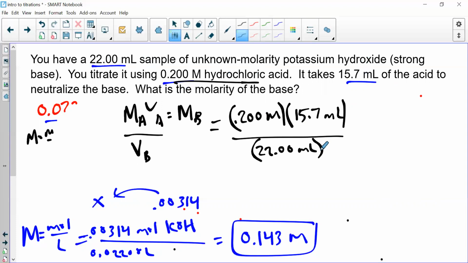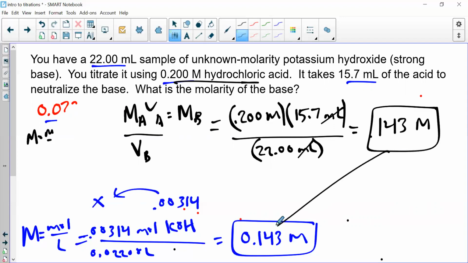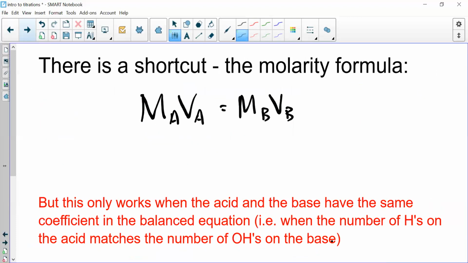And remember, milliliters are fine as long as we have both of them here. So milliliters cancel, we're left with molar. So 0.200 times 15.7 divided by 22. Calculator tells me 0.143 molar, which you can see matches. Okay. Let me just quickly run through one last example using the shortcut.